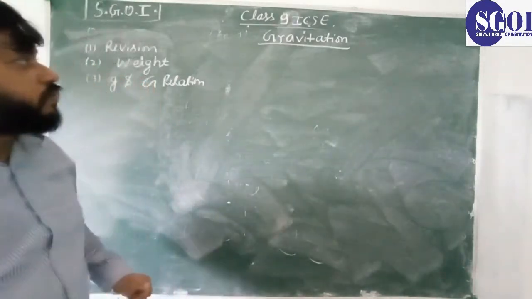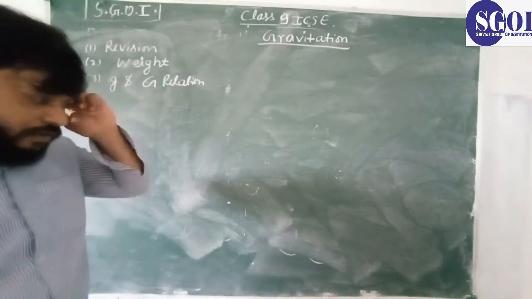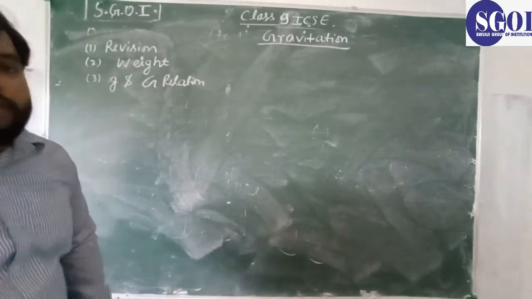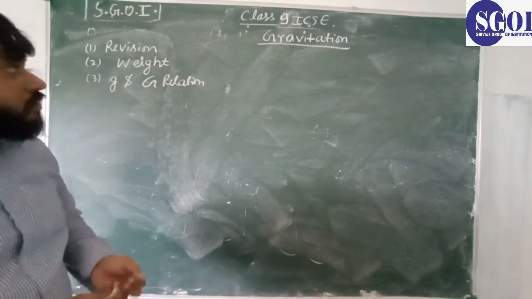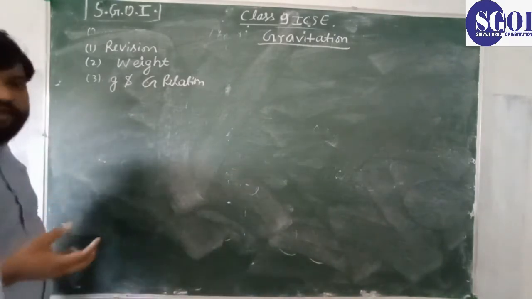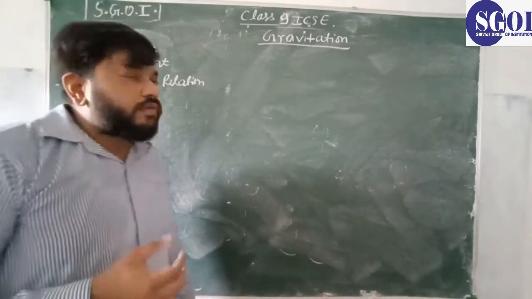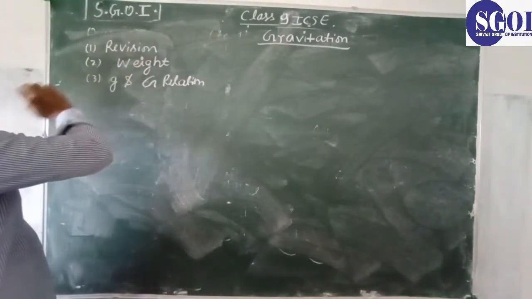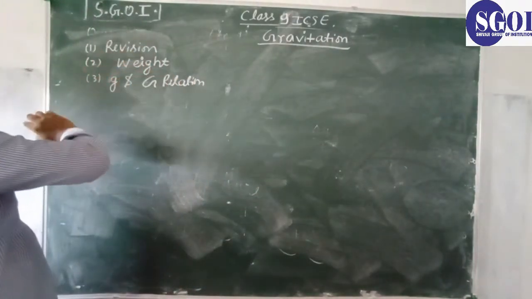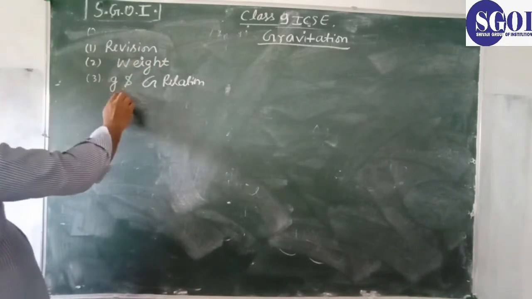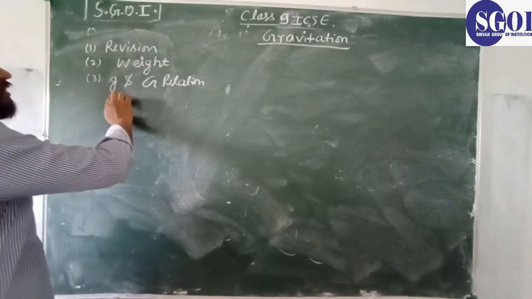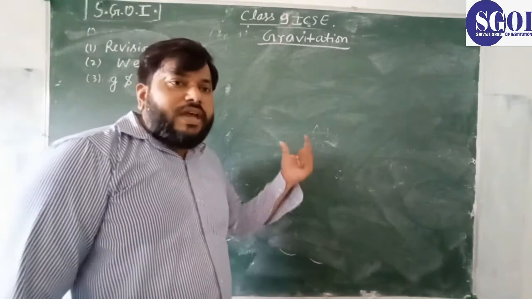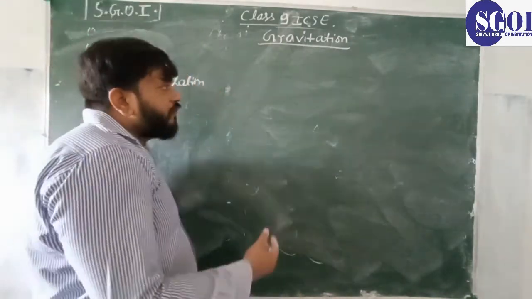In this chapter, students, we have studied the concept of gravitation and Newton's gravitational law, and we have found a formula for the force of attraction, gravitation. So first we will revise, then we will define weight, find the formula of weight, and finally find the relation between small g and capital G. So just revise what we have studied in brief.